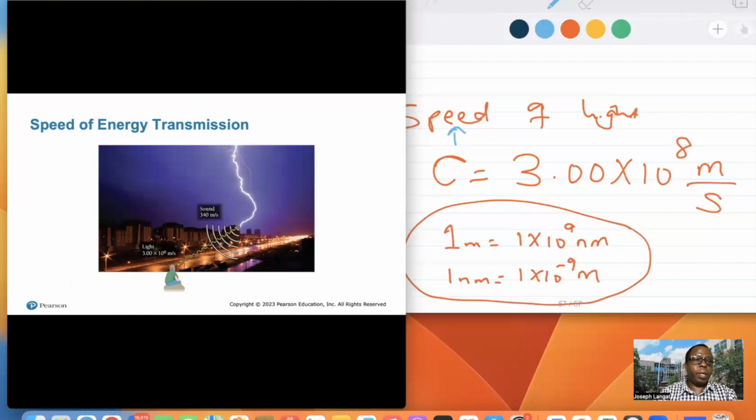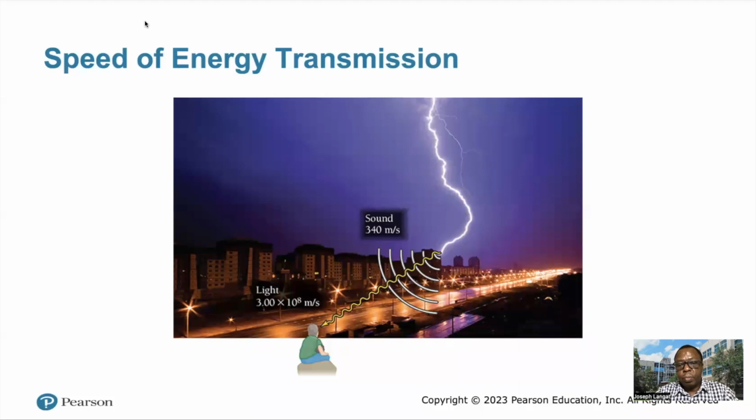In this slide here, even though it seems simple, there are one or two things I want you to take home from this slide. Somebody is seated up front here, assuming this is you. If you see lightning, you may have noticed that you see the light before you hear the sound. It's because the speed of sound is 340 meters per second compared to the speed of light, which is 3.0 times 10 to the positive 8 meters per second. You see the light before you hear the sound.